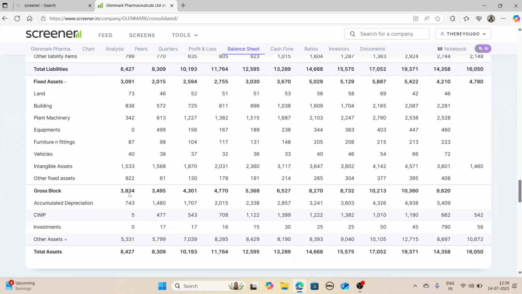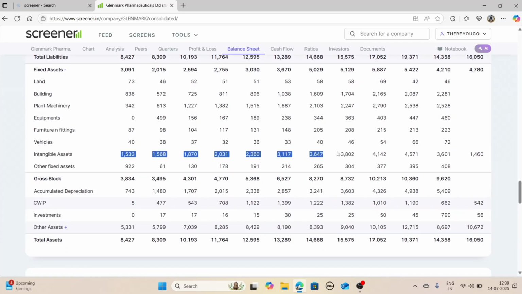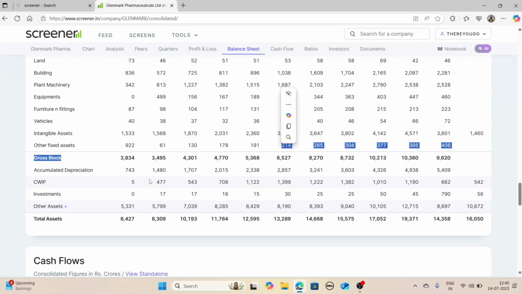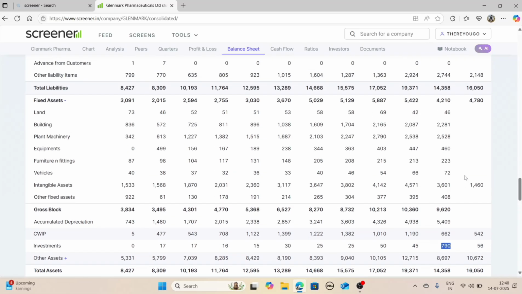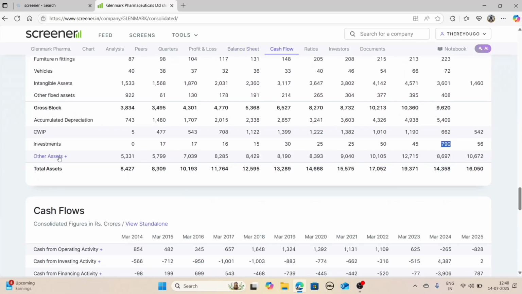Furniture, okay. Vehicles, there is no improvement. Intangible assets, looks like they are purchasing more patents and all. Gross block, okay. Accumulated depreciation is around 50%. Capital work in progress, there is still capital which is in work in progress. Investment, looks like they are doing huge investment. They have done huge investment in 2024.